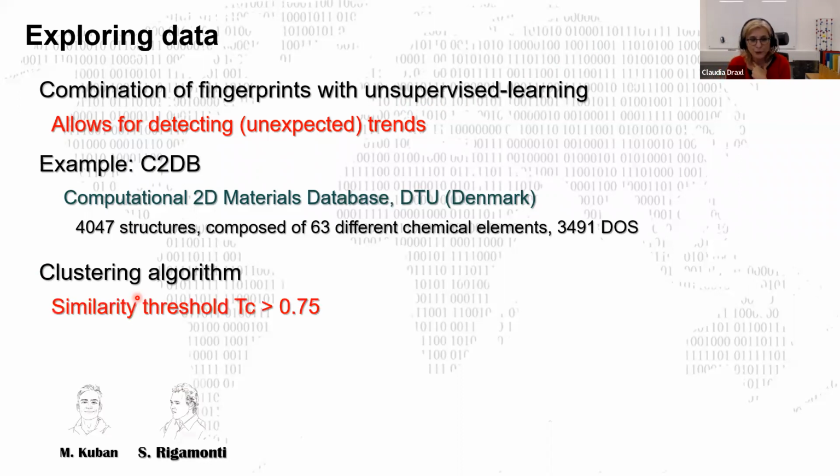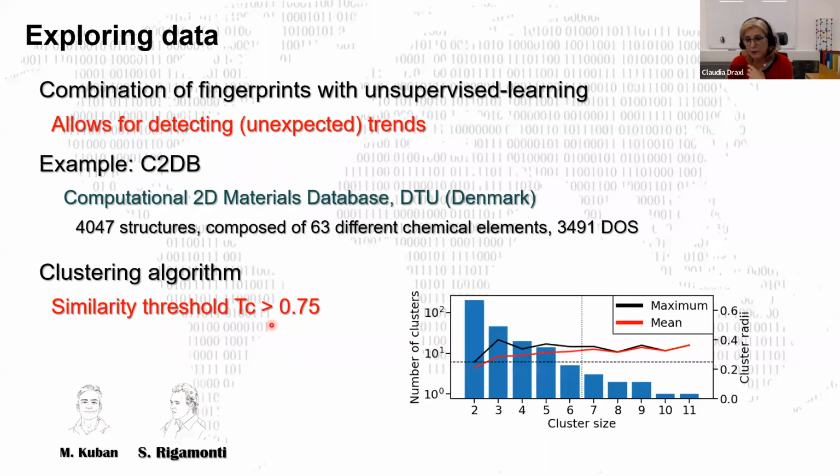So, and if you do so, finding clusters of similar materials, and defining this threshold, so when we define materials as similar to each other at 0.75, this is what we find in the whole database. So there are many clusters that only have 2 members, 2 materials being very similar to each other. And then, of course, if you want to have many materials to be similar to each other, you don't find so many of these clusters, but still there are some clusters, they even have 11 materials inside.